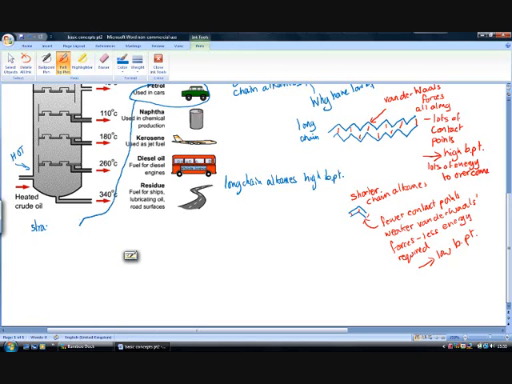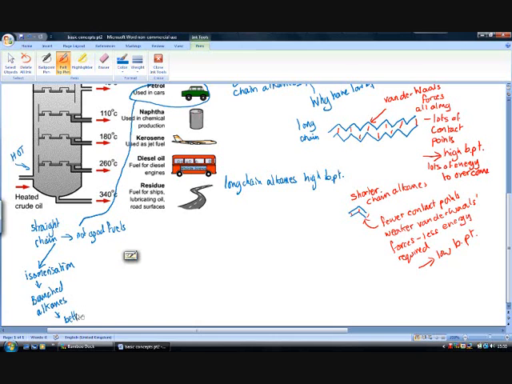Now, for petrol, straight chain alkanes are not very good fuels. It's much better to have branched ones. Now, you can change straight chain alkanes into branched ones by a process called isomerization.